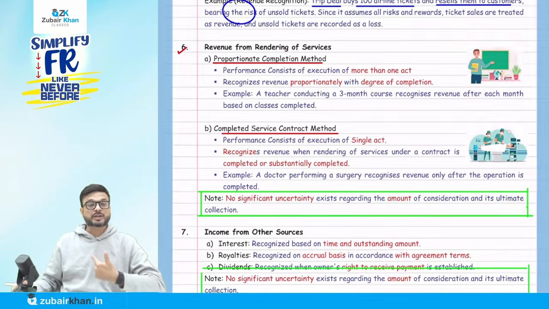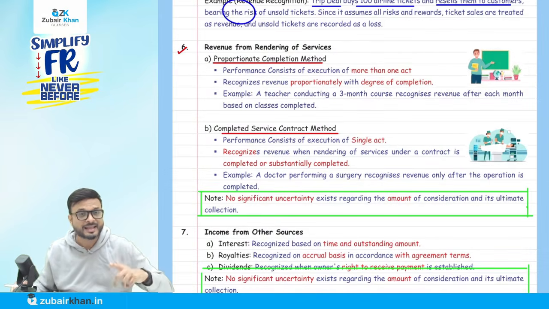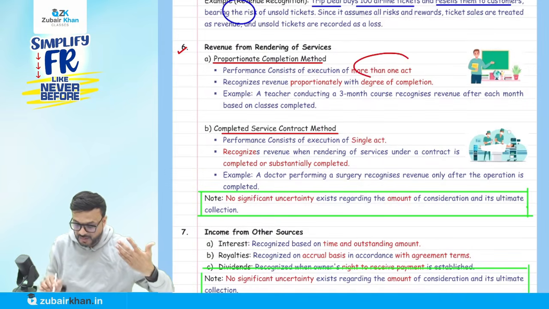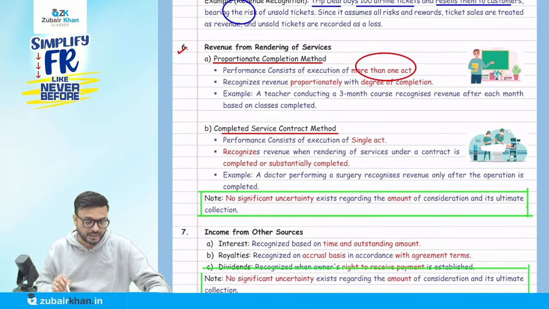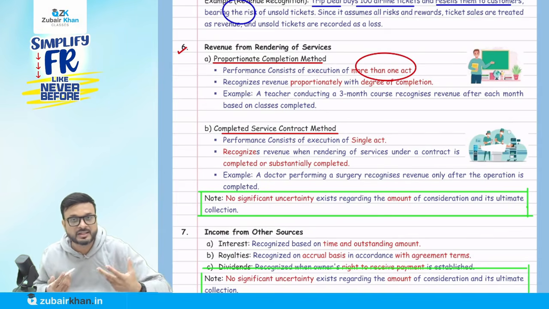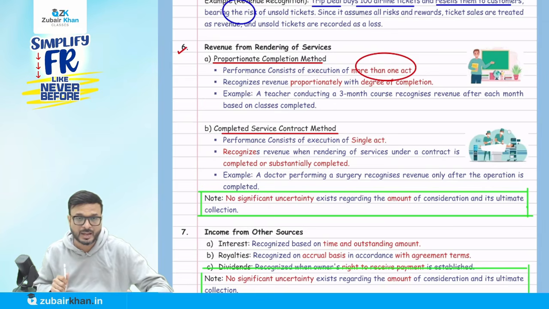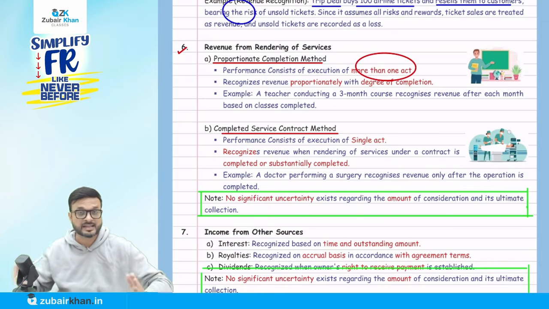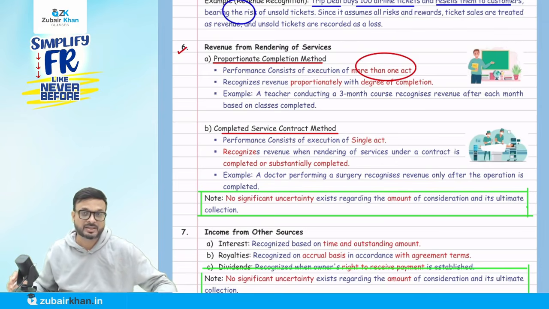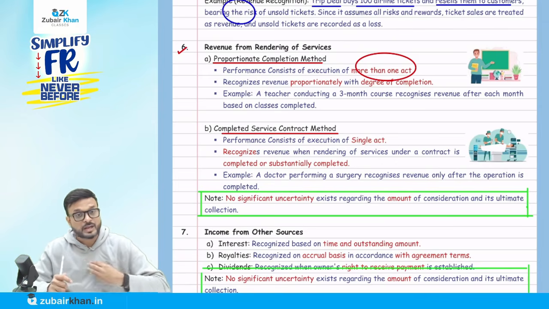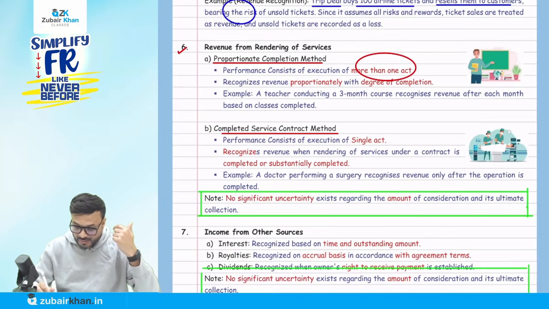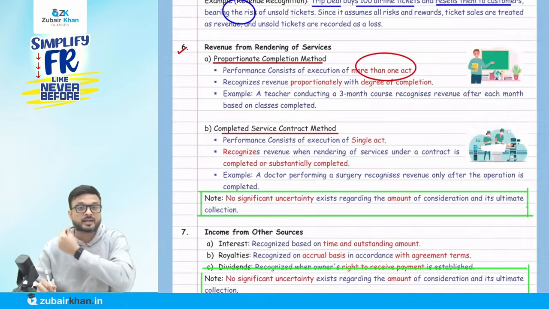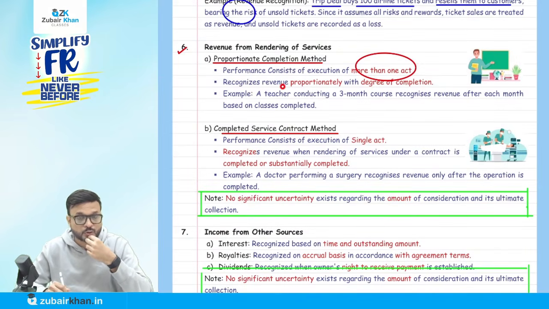In case of the proportionate completion method, we are providing services that require more than one act. Remember this keyword: more than one act. For example, in teaching, I take the CA Intermediate exam-oriented batch and the regular batch. I cannot come in one day and cover the entire syllabus. No, daily I have to come and take one lecture. It requires more than one act. So when services require more than one act, the proportionate completion method is going to be applicable here.